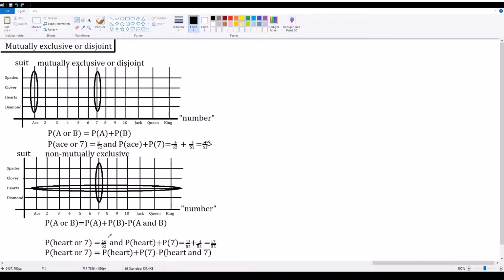So to determine if outcomes are non-mutually exclusive, we use this formula because, as you can see here, P of heart or 7 is 16 out of 52, as we learned earlier, and P of hearts plus P of 7 is equal to 17 out of 52, but if you subtract P of hearts and 7, you'll see there's only one occurrence of this, and this is here where they overlap, meaning that only happens once out of 52, meaning that this together is equal to 16 out of 52, meaning that this equation works.